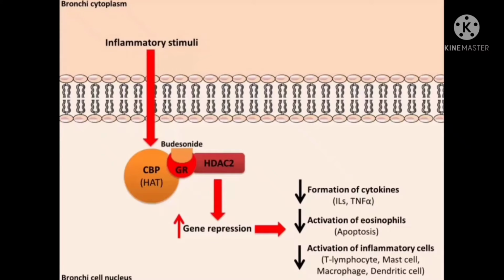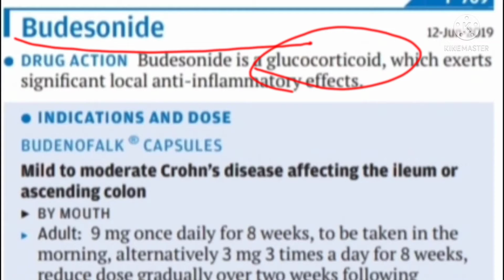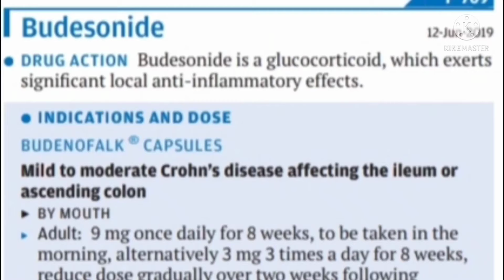Now the pharmacology of Budesonide, here I am discussing. So what is Budesonide? Budesonide is a glucocorticoid and it binds with a glucocorticoid receptor, as you see in the previous picture, which exerts a significant local anti-inflammatory effect. So it is an anti-inflammatory drug.